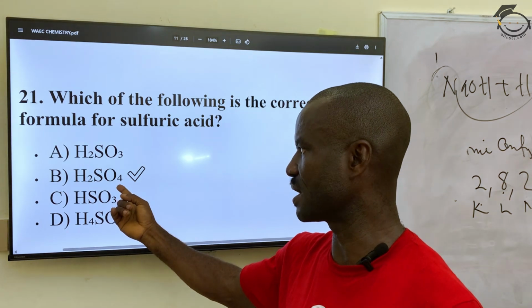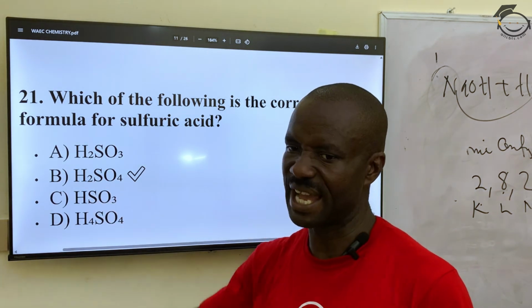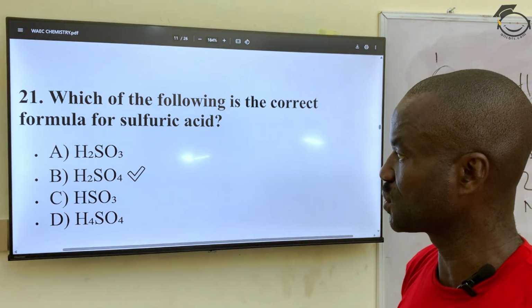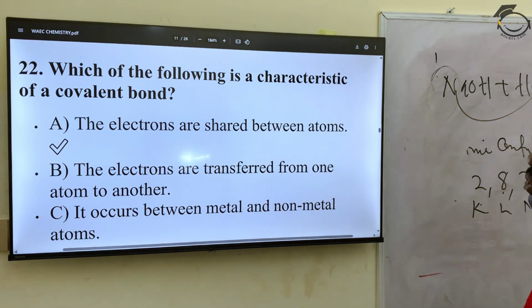Tetra, that is 4, 4 oxygen, oxosulfate 6 acid. Tetraoxosulfate 6 acid. Correct answer is B. Question 22.